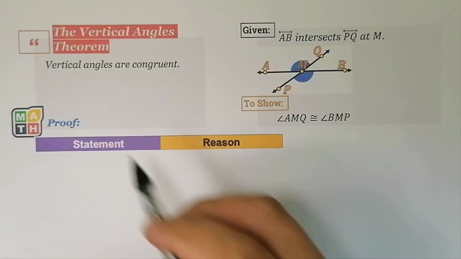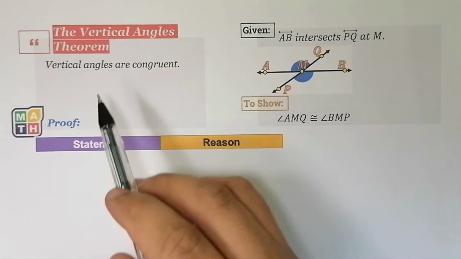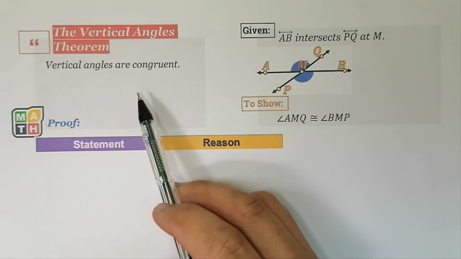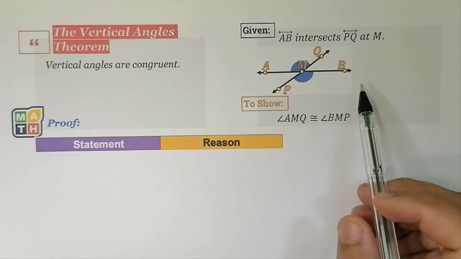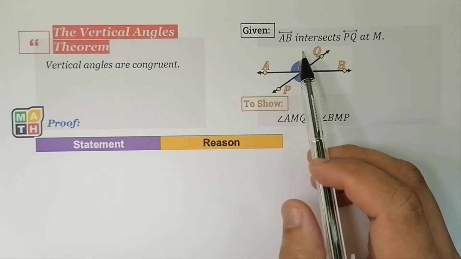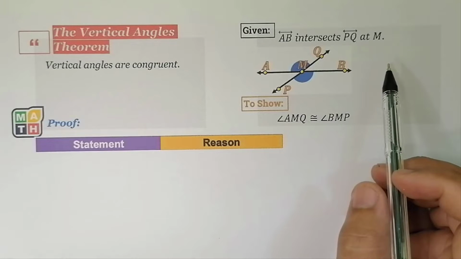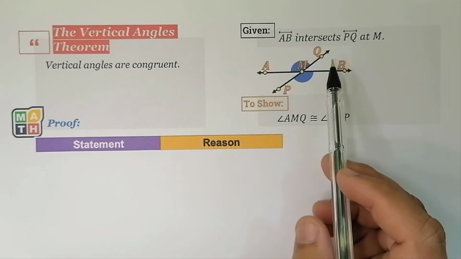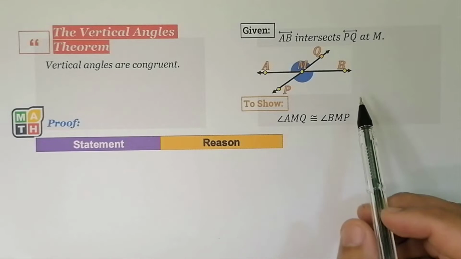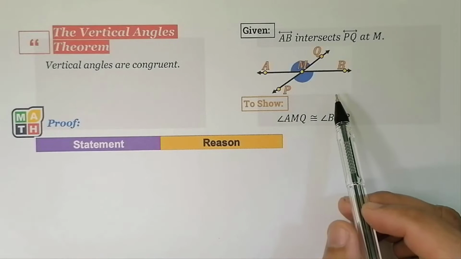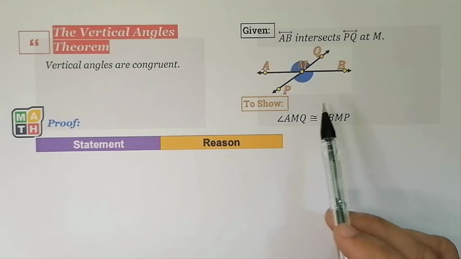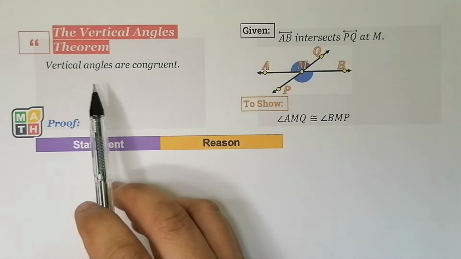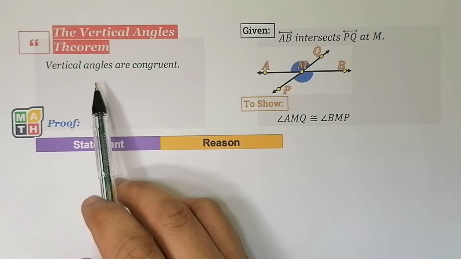Hello everyone. We are to prove the vertical angles theorem, which states that the vertical angles are congruent. To prove this given theorem, let us consider the situation here, where line AB intersects line PQ at point M. And here we are to show that the vertical angles formed, angle AMQ, is congruent to angle BMP. If we could show that these two vertical angles are congruent, then we might say that the theorem has already been proven.